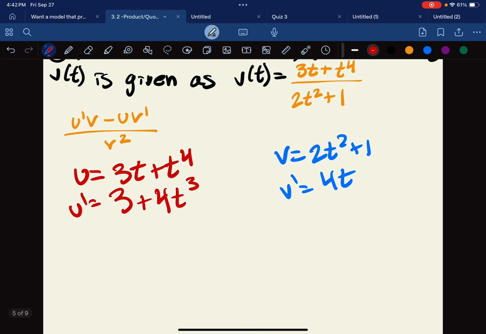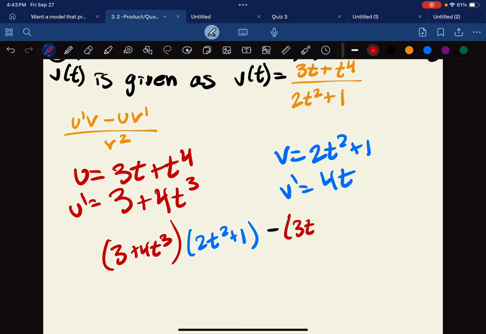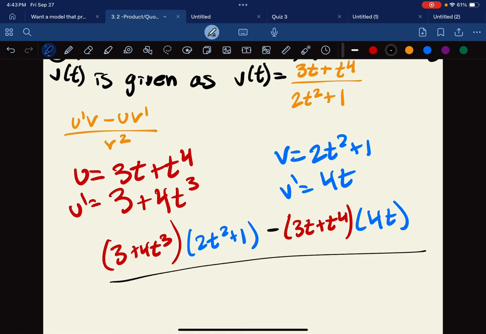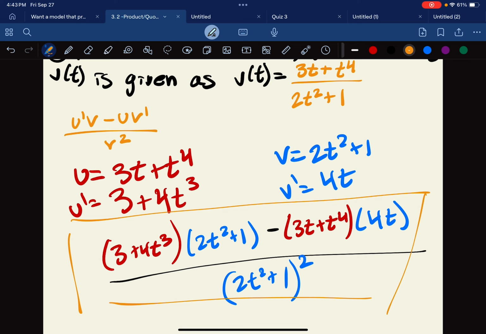U prime is 3 plus 4t cubed times v, which is 2t squared plus 1, minus u, which is just our numerator, so 3t plus t to the 4th power, times our v prime, which is just 4t. And then we divide all by v squared. V is 2t squared plus 1, so we just put parentheses around it, square it, and we will leave our answer like this. And generally, you can leave your answer like this.